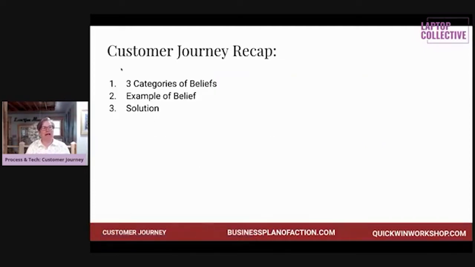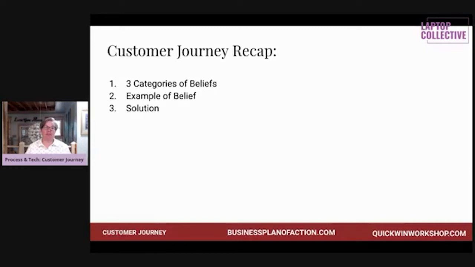So the customer journey, we're going to recap because I'm getting ready to give you the tool here. The 3 categories of beliefs. So when you are looking at your customer and you're wondering what objections they have, just think: vehicle is what they're currently using. Internal is all about confidence. And external is time and money.